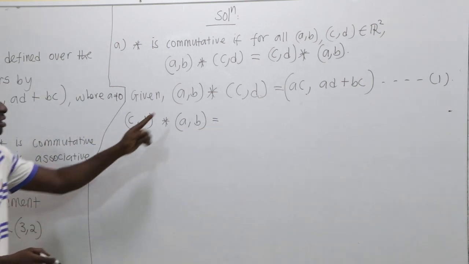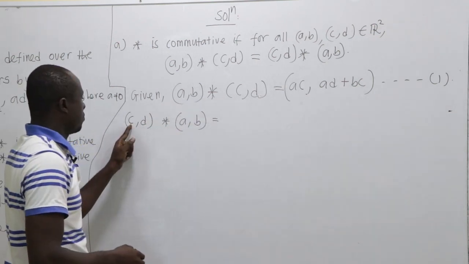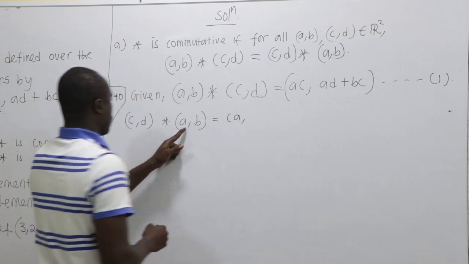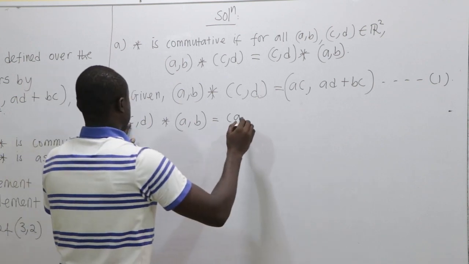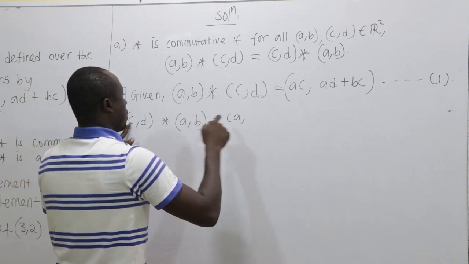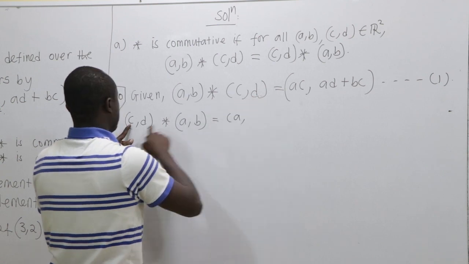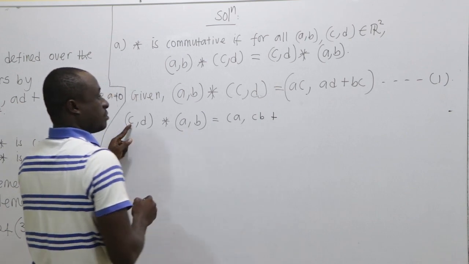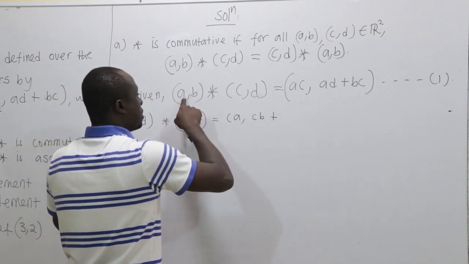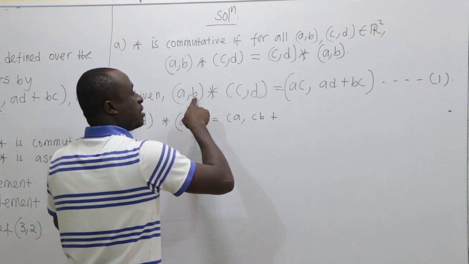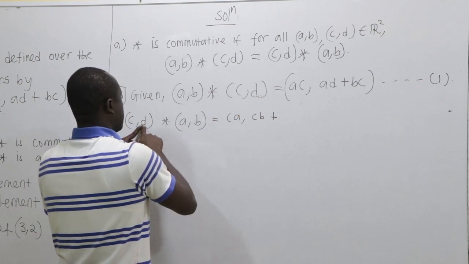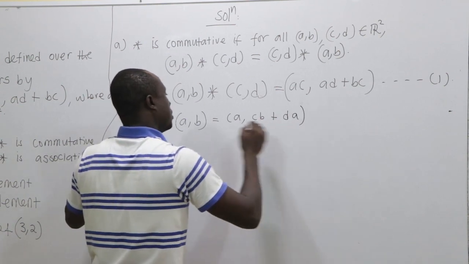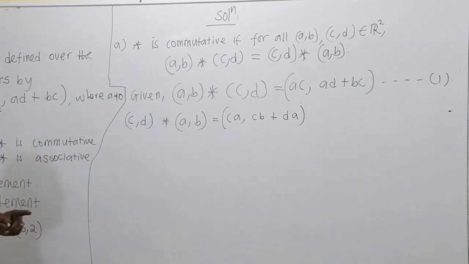Now let's also find (C, D) star (A, B). Now from the definition, this is the first times the first element of the second one. So that is CA, comma. Now what does it say? The next one should be AD, so that is CB plus DA.